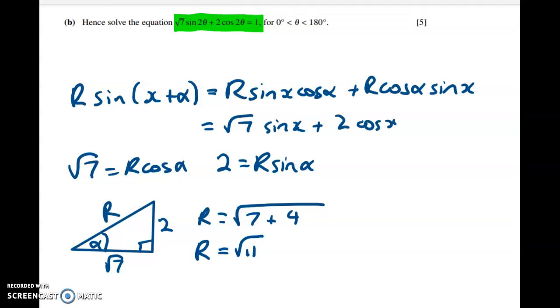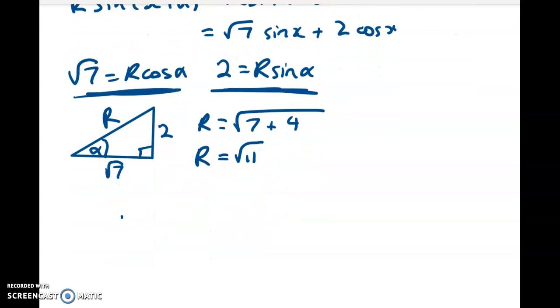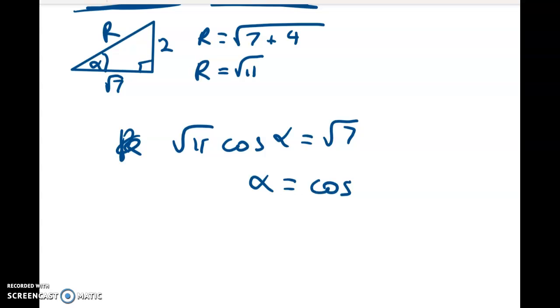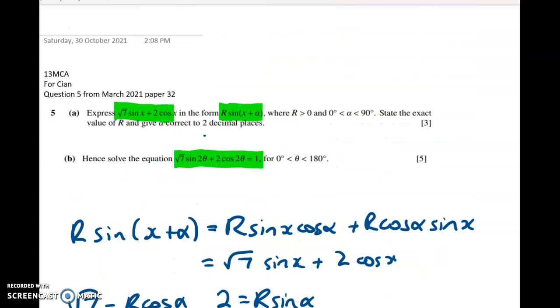And what I can do now is solve either this equation or this equation. So I did root 11 cosine alpha is equal to root 7. I don't know why I picked that one, it's got more square roots in it, but there you go. So the angle whose cosine is root 7 over root 11 is equal to 37.09 degrees, and that's to 2dp. I was told to do it to 2 decimal places. So that's your first 3 marks, right? We've found r and we've found alpha. So let's just write that out nicely.